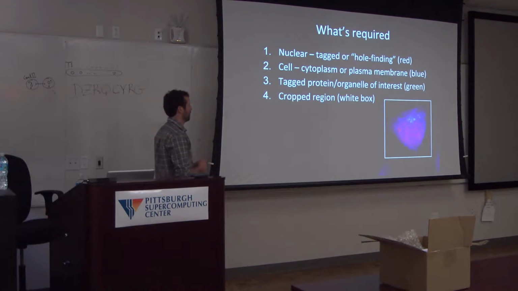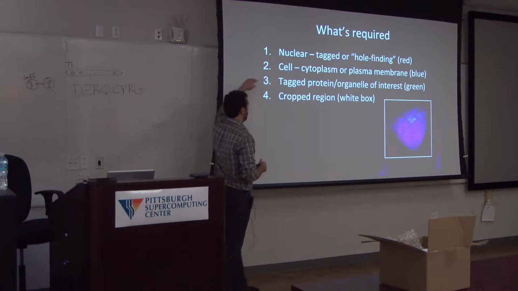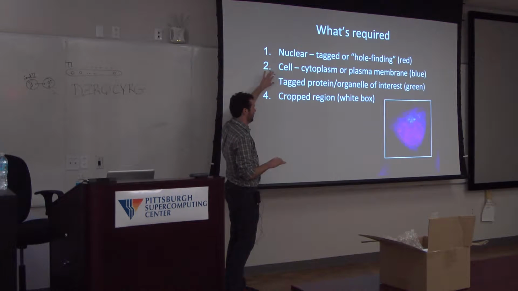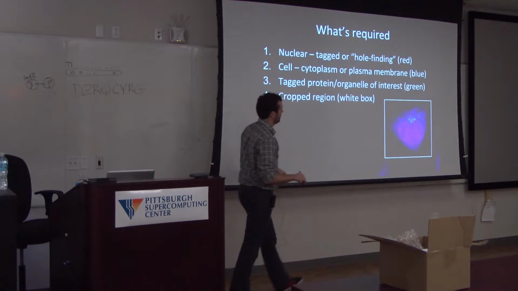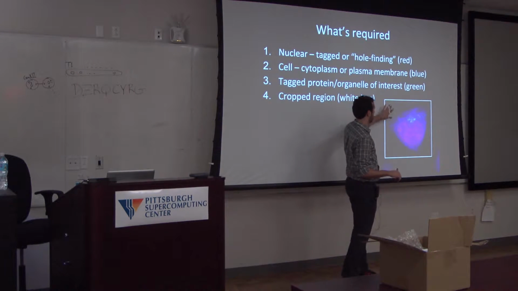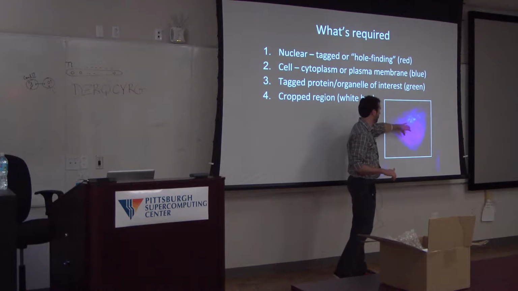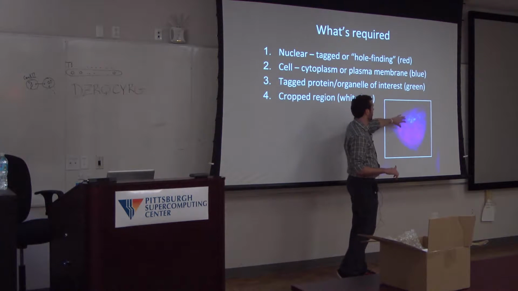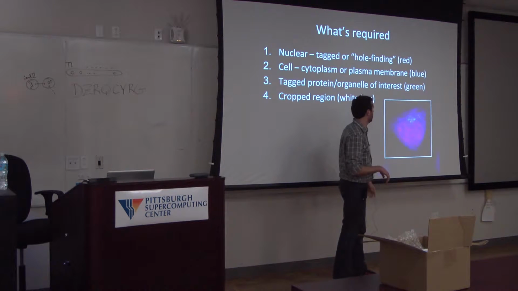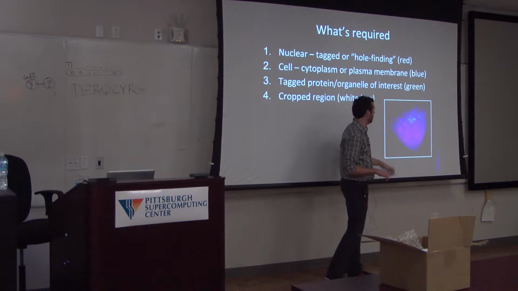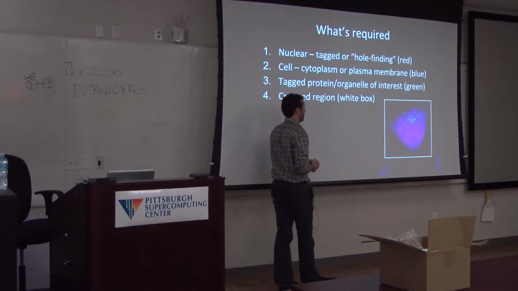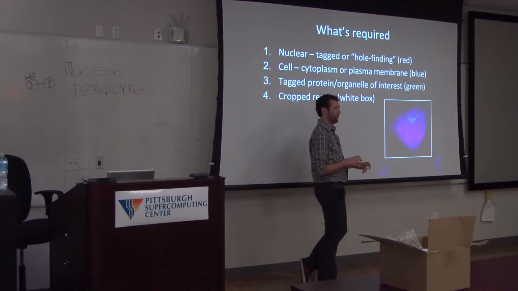So what's required? Like I said, we need first a nuclear channel. I'll talk a little bit about how you can get around that. We need some sort of cell marker and some protein of interest and a cropped region. So in this image, you can see the cell lying relatively by itself. It's got a nucleus in red, a cell in blue, and a protein in green. Maybe we don't need the white box, but we have some little cell pieces down here that we just want to make sure that Cell Organizer doesn't get confused about what it's looking at.